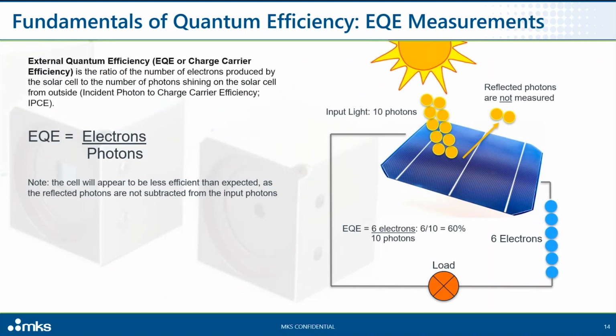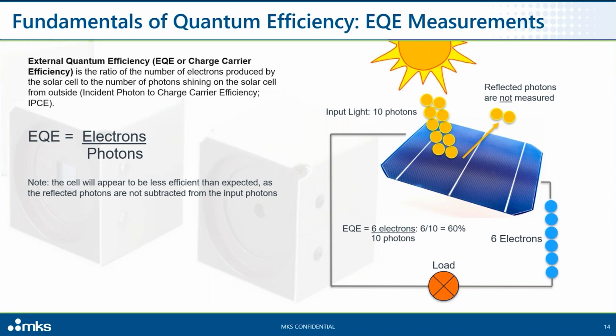So let's talk about the quantum efficiencies. What is the quantum efficiency? The quantum efficiency is the ratio of the number of electrons that are produced from a solar cell compared to the number of photons that are shining onto that cell. So for an EQE, which is the external quantum efficiency, what you're really concerned with is the energy coming into your cell and the amount of electrons that are being produced from that cell.